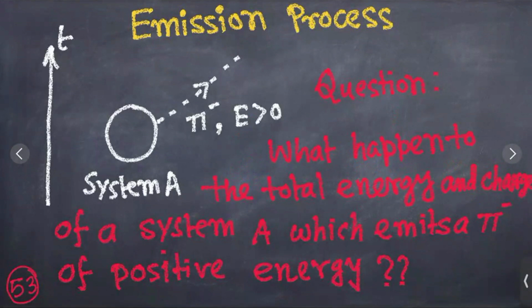The second thing is, I will extend this discussion a bit to give you the full picture of the story. There is another process, the emission process. This is again the simplest Feynman diagram with respect to time. A system, if it is an unstable particle, can emit a pi minus with positive charge.